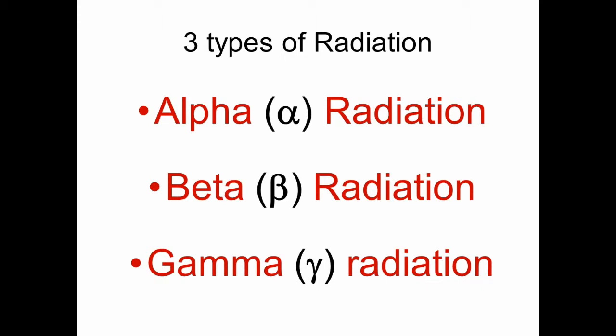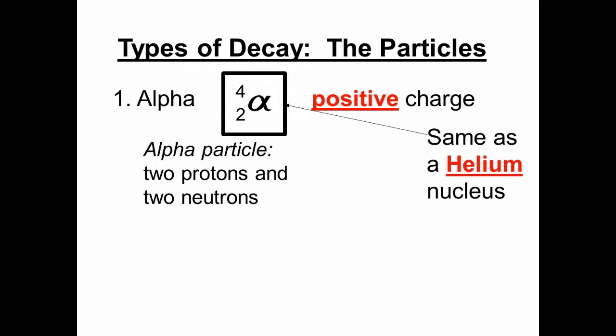So there's three main types of radiation. There's alpha, beta, and gamma. And it is important that you know the difference between these and actually be able to explain what happens to the nucleus with each type of radiation. So let's start with alpha.